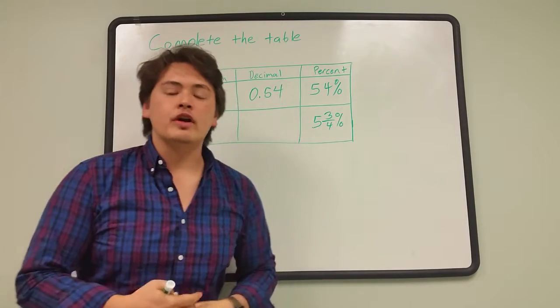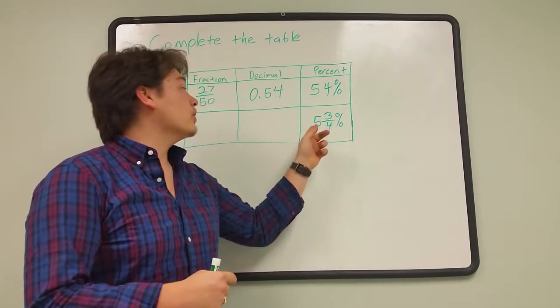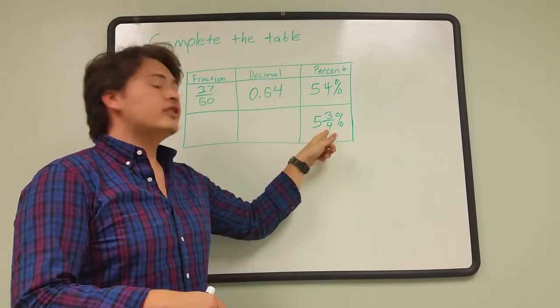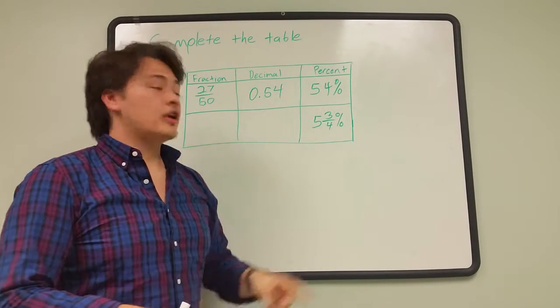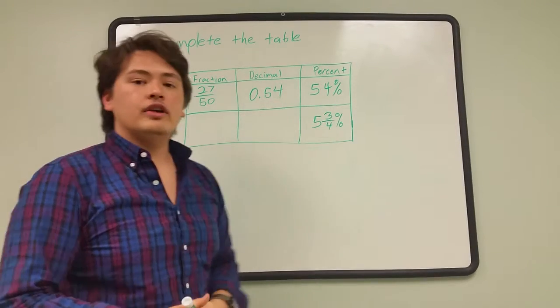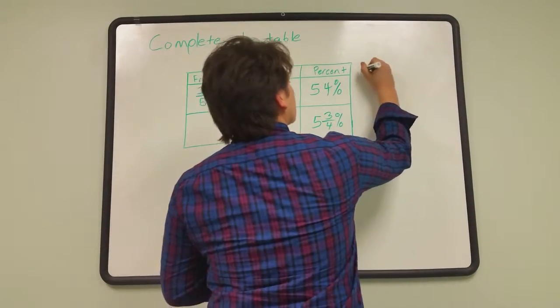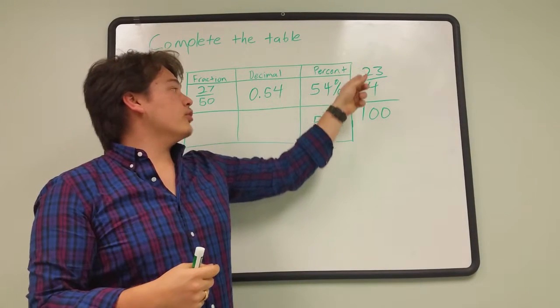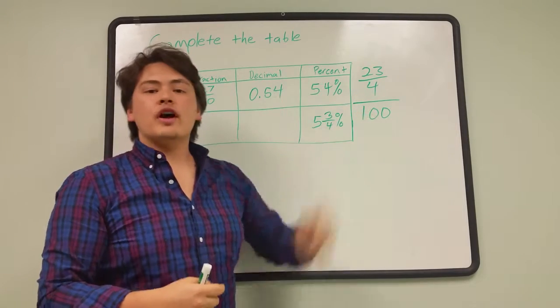Now this one's going to be a tricky one, but what I do first is convert this into an improper fraction. Multiply the whole number by the denominator and add the numerator. So 5 times 4 is going to give me 20, plus 3 is going to give me 23 over 4. So now we have 23 over 4 over 100.